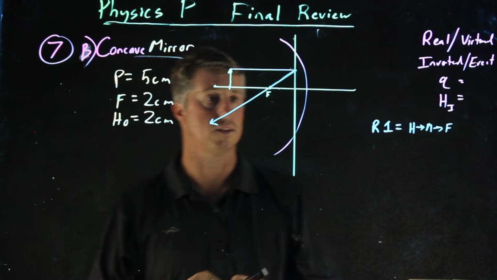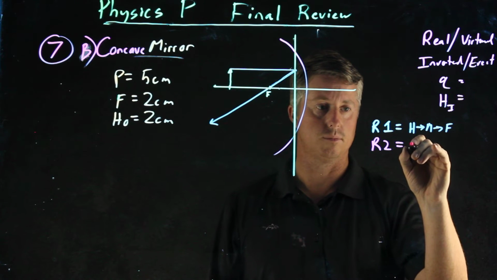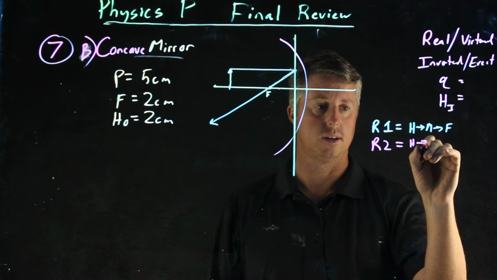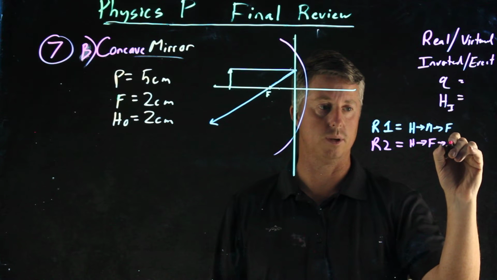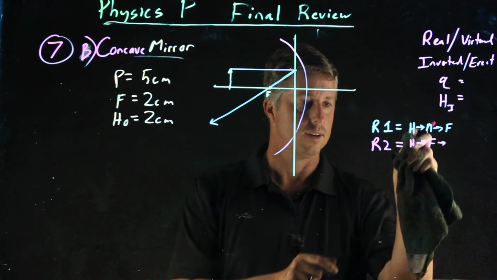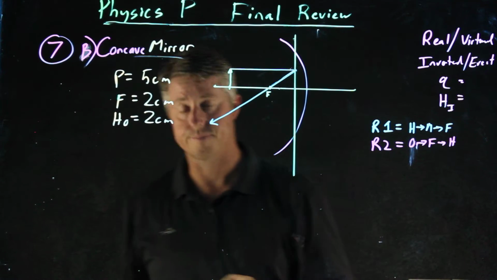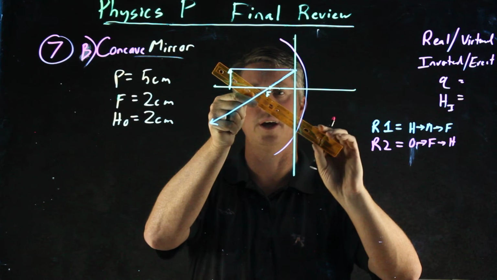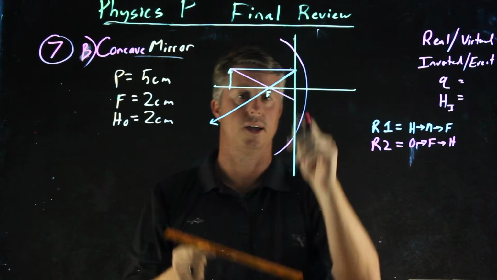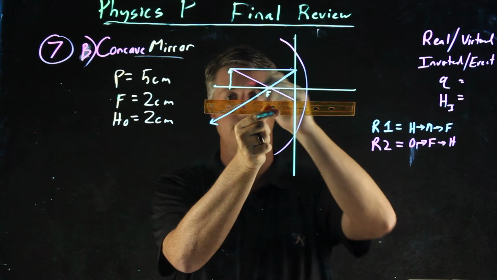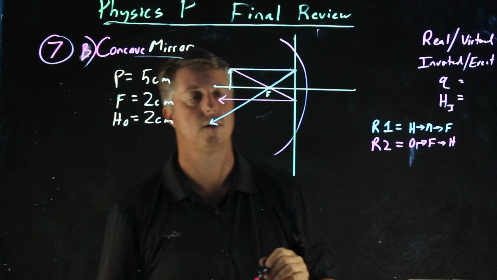Okay, now let's do another line. Let's make this one red, so ray 2. This one is going to go from my object, so from the height through the focus, and then it's going to bounce at the mirror and go horizontal. Okay, so object through focus. There, I hit the mirror. It then bounces away. Horizontal.